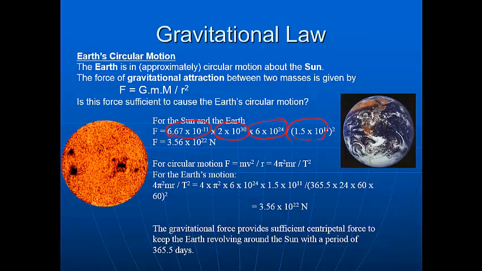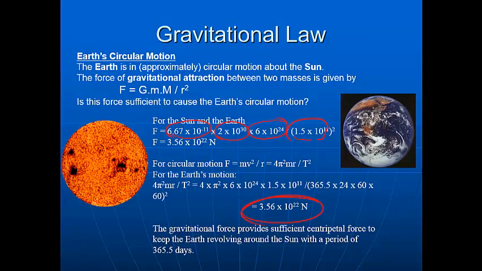And you think, well, big deal. Let's see if this is equivalent to Earth's motion. If we set this force to be mv squared on r, or we use the alternative formula, 4 pi squared mr on T squared, then we can compare it directly to the period. So that's the mass of the Earth times the radius between the Earth and the Sun, and our period is 365 days times 24 hours in a day times 60 minutes times 60 seconds to get it into seconds, which is what it's normally measured in. Now you get 3.56 times 10 to the 22 newtons, which is exactly the force that you got there. So the gravitational force is sufficient to keep the Earth revolving around the Sun with a period of 365.5 days.